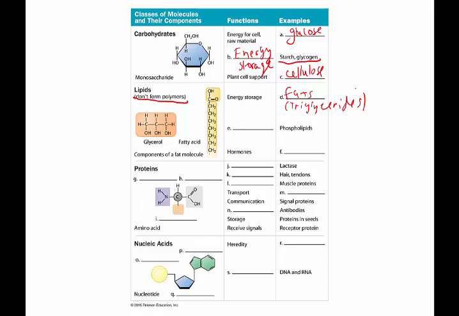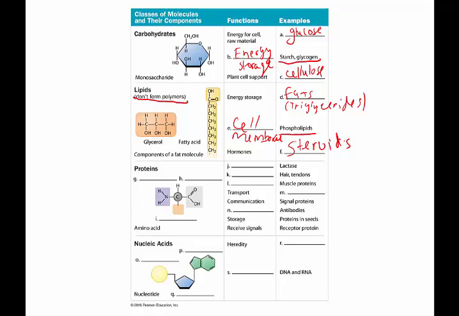Next up, they give us the example of phospholipids. Remember, phospholipids are very important for the cell membrane. And lastly, we have hormones. Those are the steroids. Steroids, remember again, are things like testosterone and estradiol.